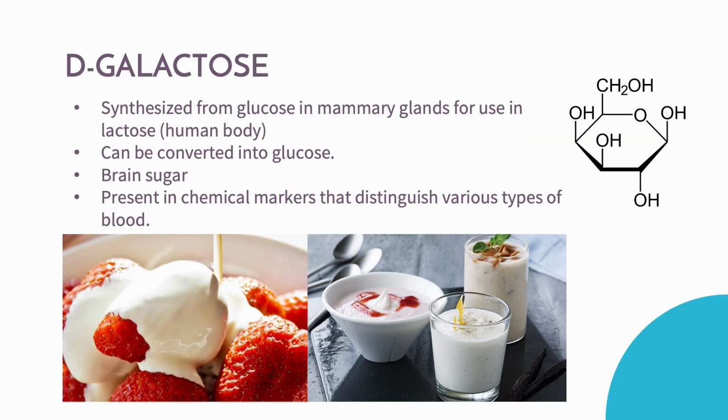Next biochemically important monosaccharide is D-galactose. As you can see on the upper right part of the screen, that is the Haworth projection structure for D-galactose. It is synthesized from glucose in mammary glands for use in lactose in the human body, and it can be converted into glucose. It can be found in dairy products, sugar beets, and other gums and mucilages. Sometimes it is also called the brain sugar because it is a component of glycoproteins found in our brain and nerve tissues. It is also present in chemical markers that distinguish various types of blood.